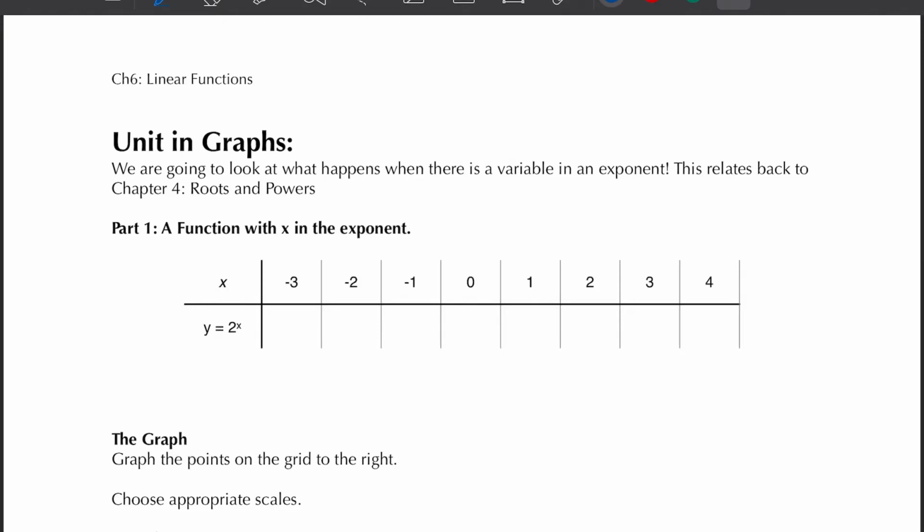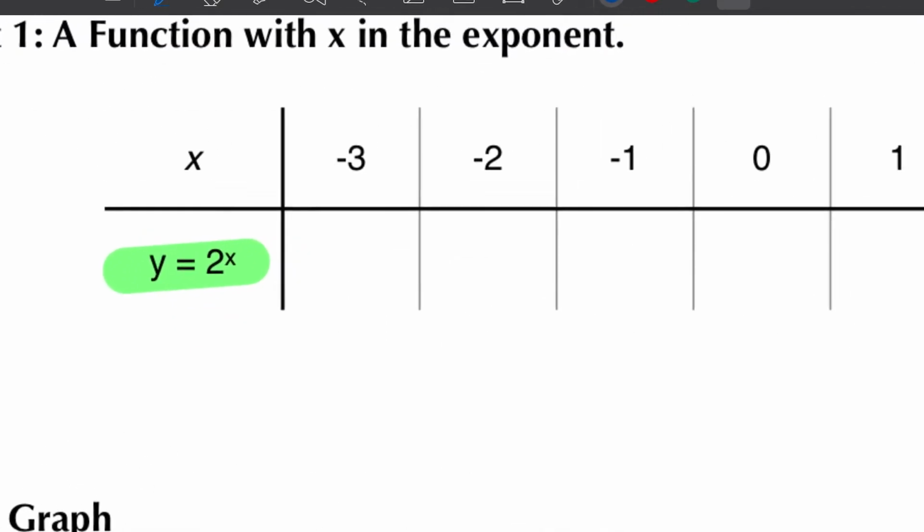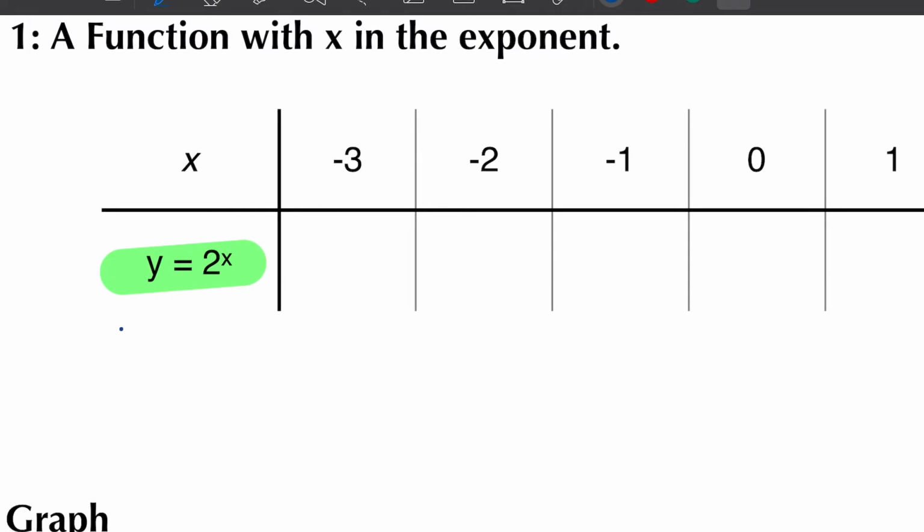We're going to look at this function right here. Y is equal to 2 to the power of x. Now, if you remember, we could write this in function notation. Our function f of x is equal to 2 to the power of x. Our variable is in the exponent. So what we have to do is figure out our table of values here.